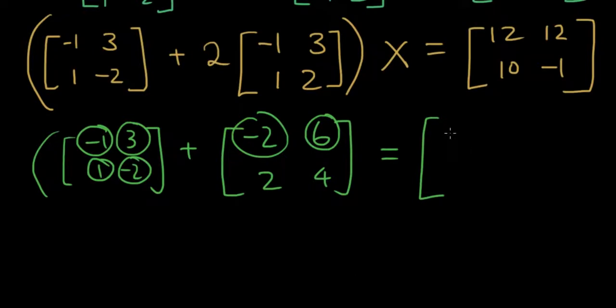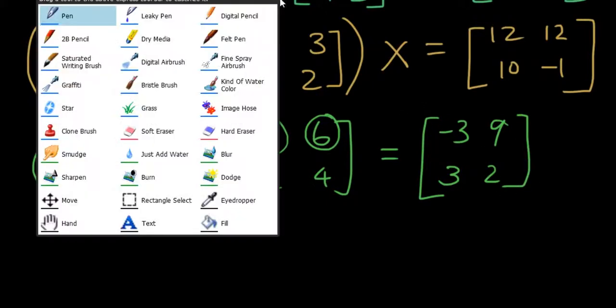-1 plus -2 is -3. 3 plus 6 is 9. 1 plus 2 is 3. -2 plus 4 is 2. Okay, so that's the answer. So I'm gonna put that.